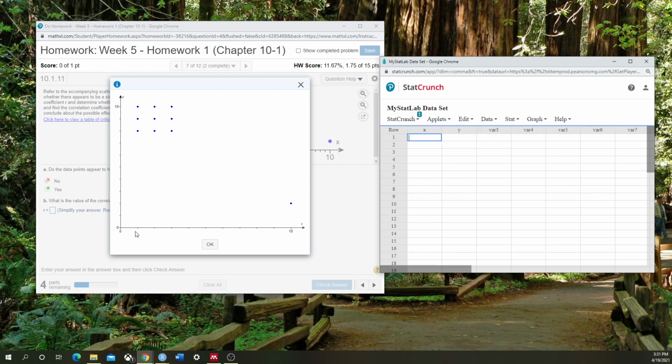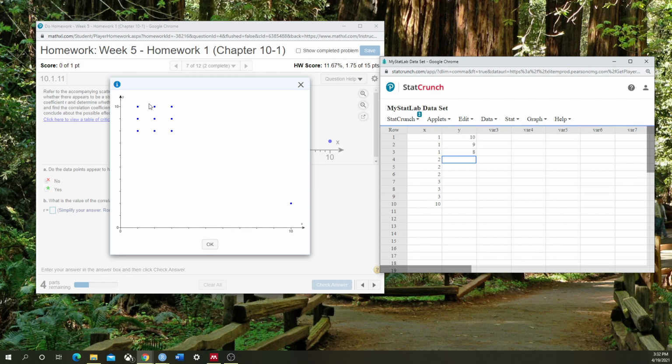I'm going to put in all the x values first, so this is my x. So I'm going to go 1, 1, 1, 2, 2, 2, 3, 3, 3, 10. Okay, now for y, I am going to go with the data. I have to match it up. So for these three ones, I'm going to do 10, 9, 8.